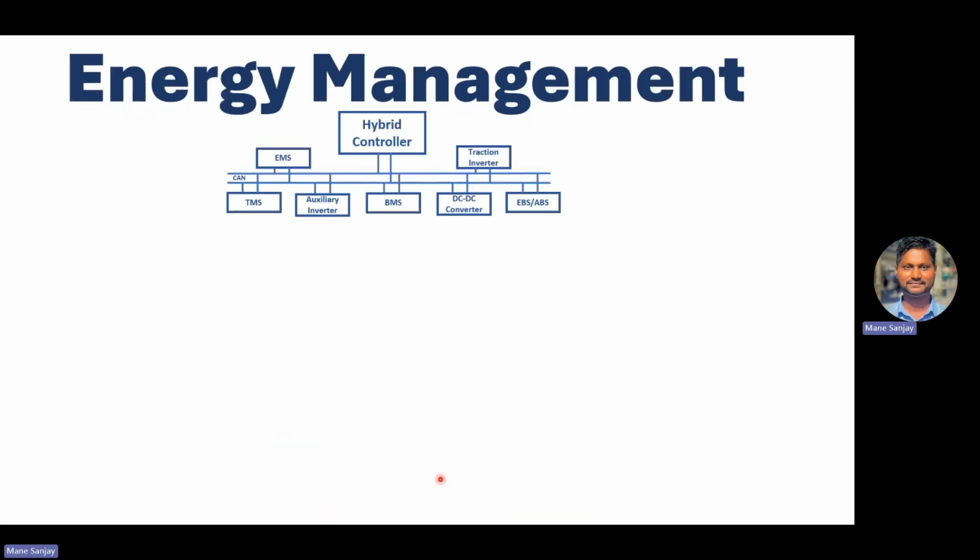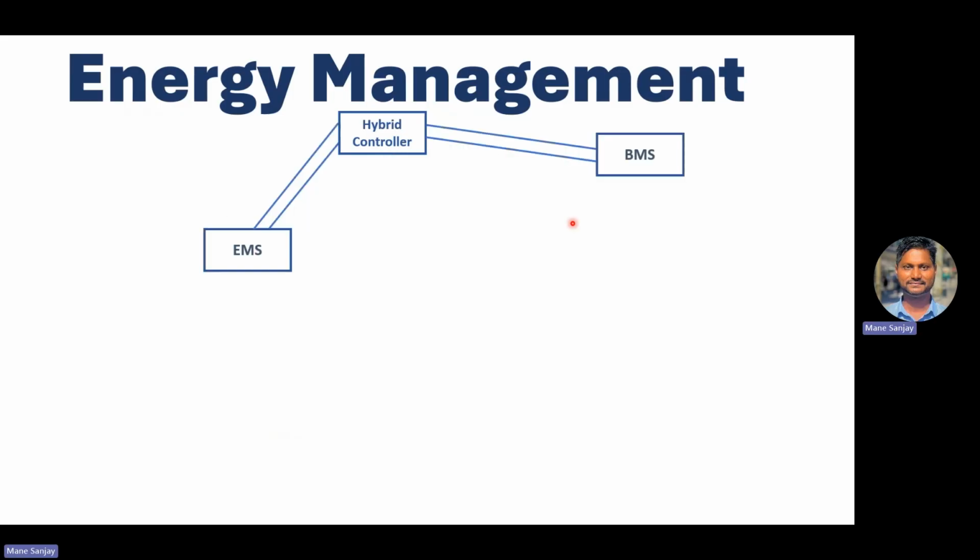So far we have seen all the ECUs in a hybrid vehicle, the different components in the hybrid vehicle. And this hybrid controller is the heart of the vehicle, and it communicates to the different ECUs over a CAN. But how does the energy management happen? For the energy management, I explained in my previous session, when I say hybrid vehicle, there are two power sources. One is an electric motor and another is your engine.